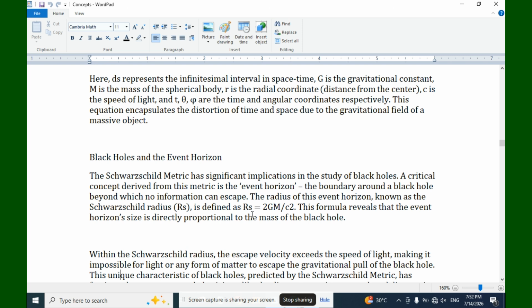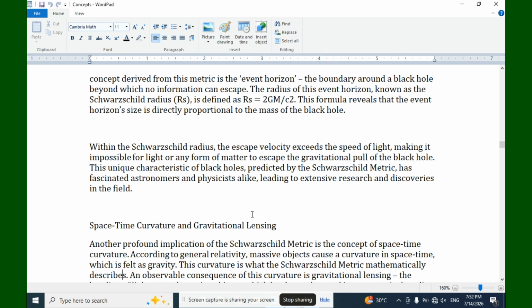The Schwarzschild metric has significant implications in the study of black holes. A critical concept derived from this metric is the event horizon, the boundary around the black hole beyond which no information can escape. The radius of this event horizon, known as the Schwarzschild radius (Rs), is defined as Rs equals 2GM divided by c squared. This formula reveals that the event horizon size is directly proportional to the mass of the black hole.